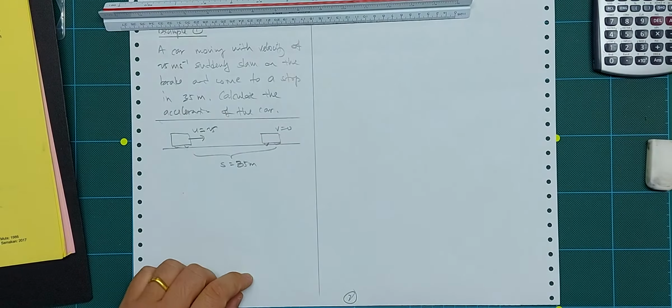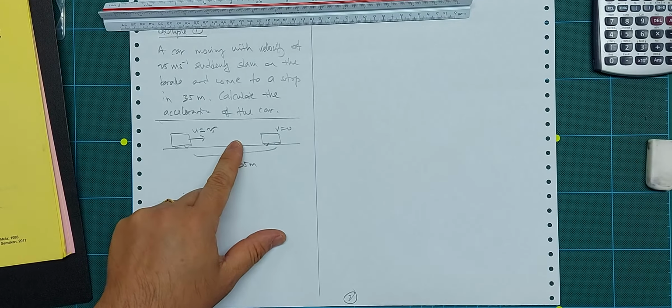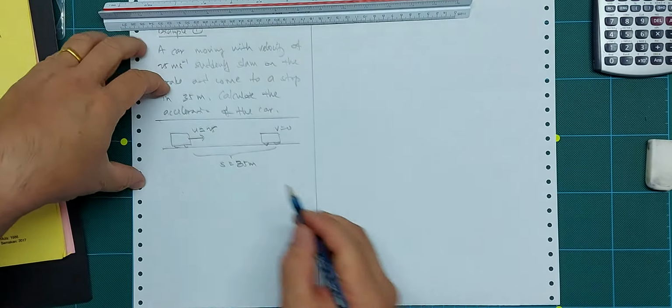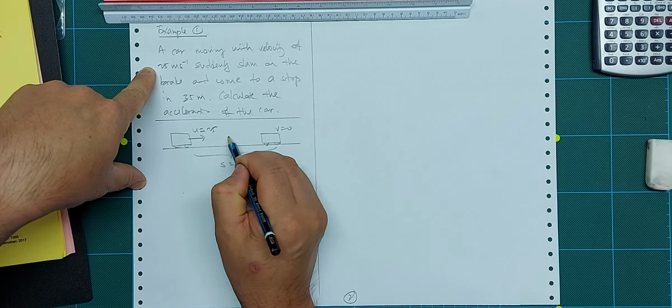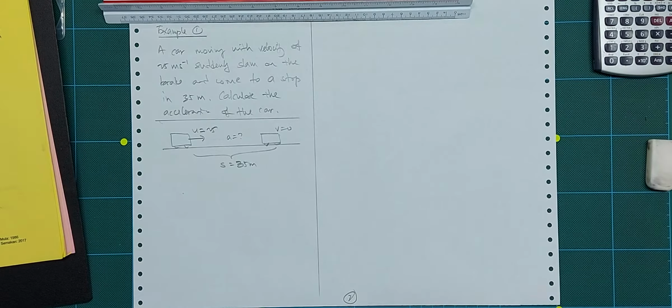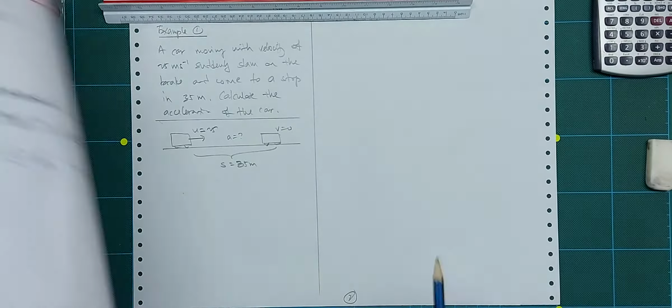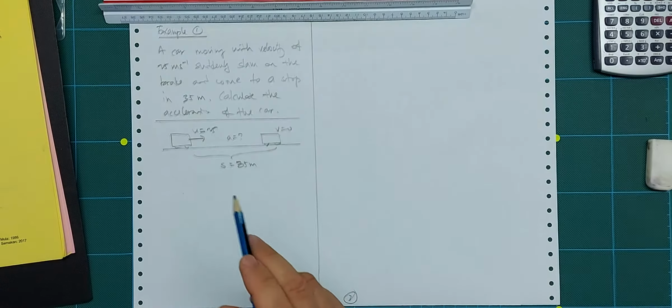Now find the acceleration of the car. So what is our formula? You have v, you have u, you have a, and you need to find this. Now visualize: you have v, u, a, s. So that is equation number 2.